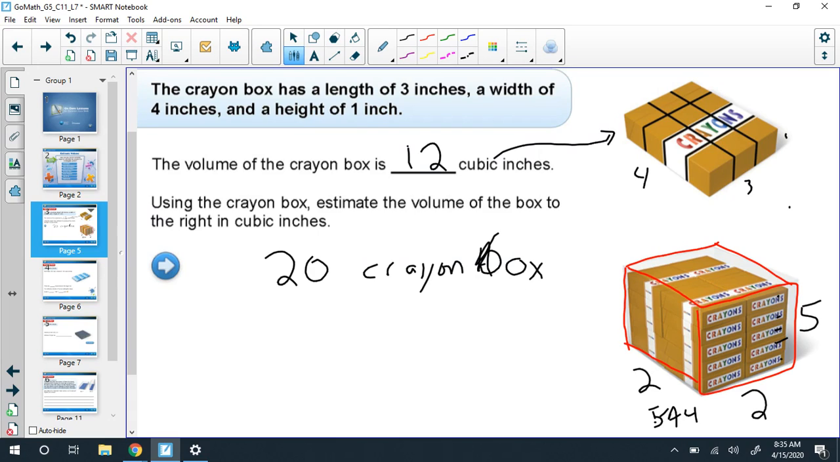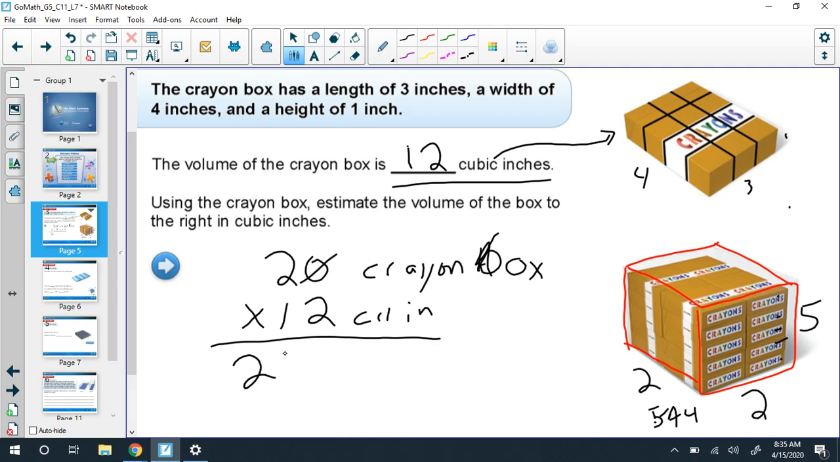We also know that each crayon box has a volume of 12 cubic inches. So we would multiply the number of crayon boxes, which is 20, times 12 cubic inches, because that's the volume of each one. And here we're going to ignore the 0 for a second. 2 times 12 is 24. We're going to bring our 0 back. So the larger box in this picture that is outlined in red has a total volume of 240 cubic inches.